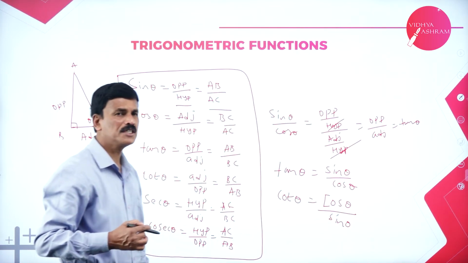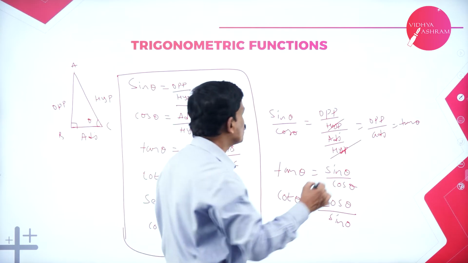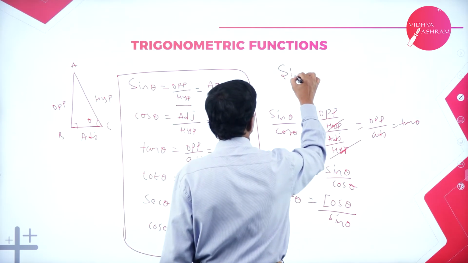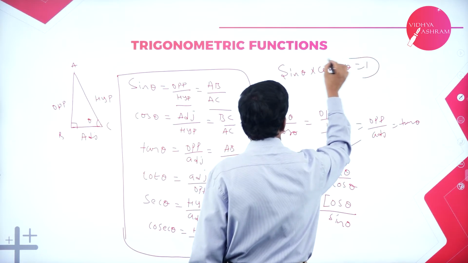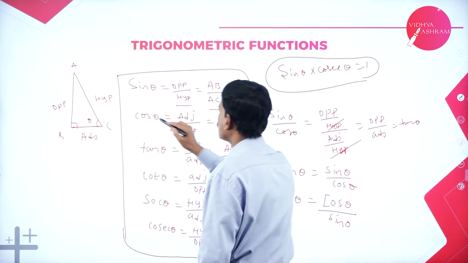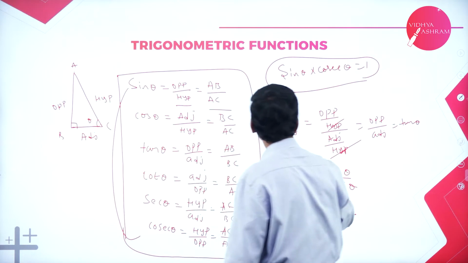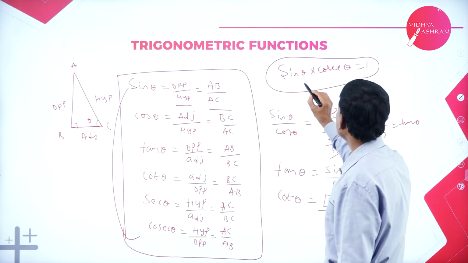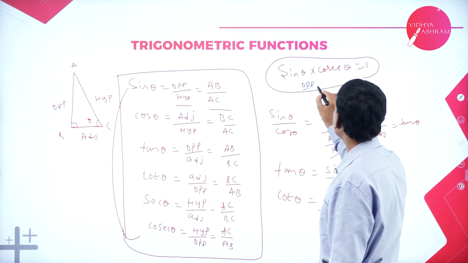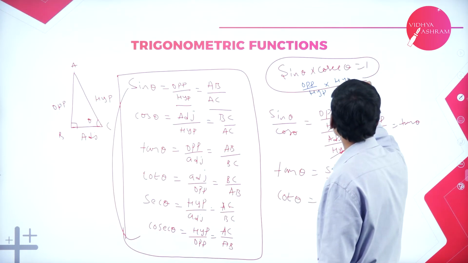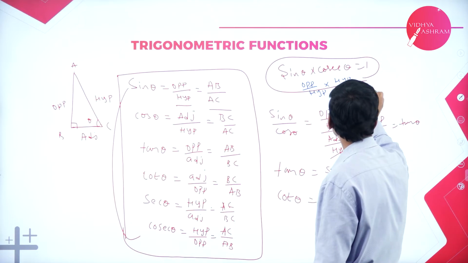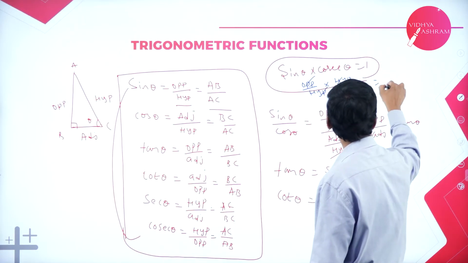Right. Okay. And you might have studied the reciprocal relations also. What are the reciprocal relations? Sine theta into cosecant theta is always equal to 1. Sine theta is opposite by hypotenuse, into cosecant theta, hypotenuse divided by opposite. These two get cancelled, this is equal to 1.